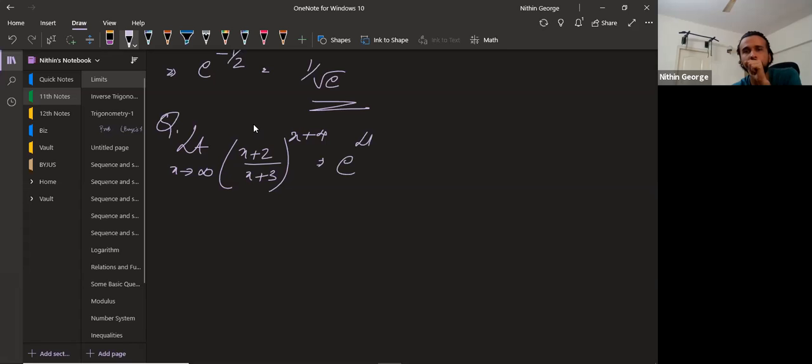What does it become? e power limit x tends to infinity, this minus 1. So (x plus 2) by (x plus 3) minus 1. So x and x cancel out, minus 1 by x plus 3. So this is f of x minus 1 into g of x. What does this become? x tends to infinity here.